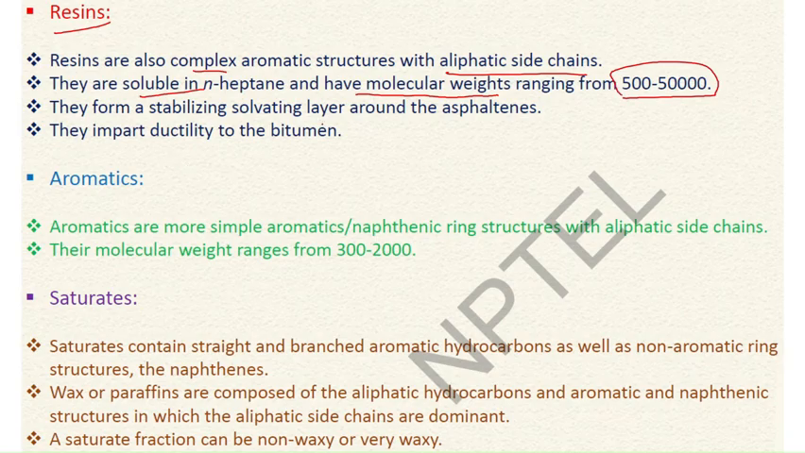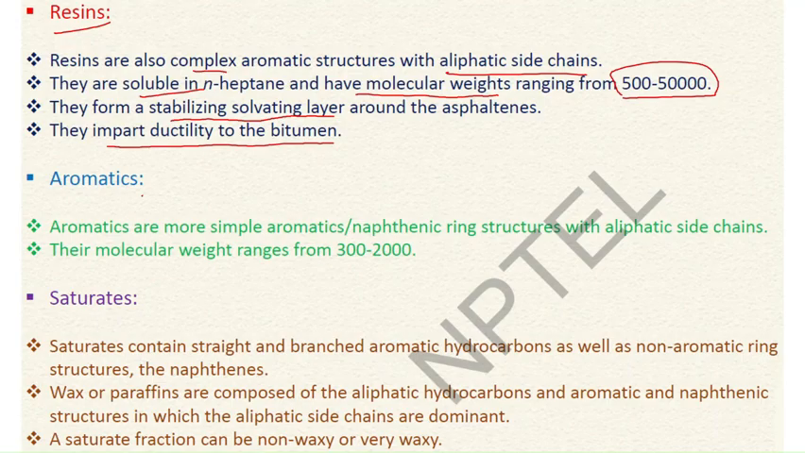They form a stabilizing solvating layer around the asphaltenes. Why a solvating layer? They form a stabilizing solvating layer around the asphaltenes to stabilize their dispersion within the bitumen, basically the base oil of the bitumen. And they also impart ductility to the bitumen.